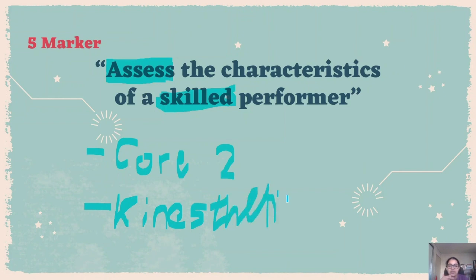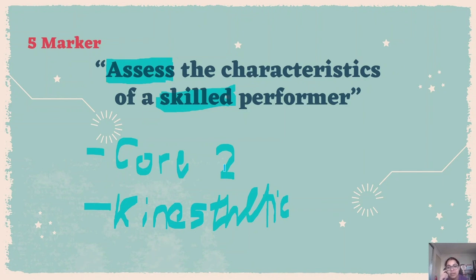That's one of the abilities of a skilled performer. Then they also have anticipation, consistency, and technique. So those are the 4 characteristics of a skilled performer. This is a 5 marker. So if you mention all 4 and you describe them and actually assess these characteristics and what they are, you get your 5 marks.